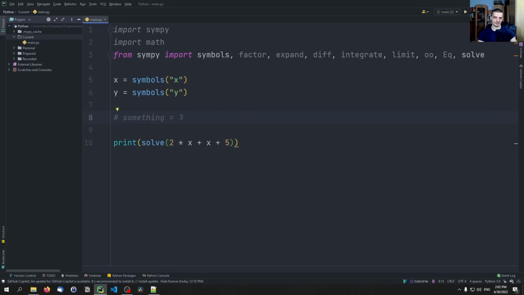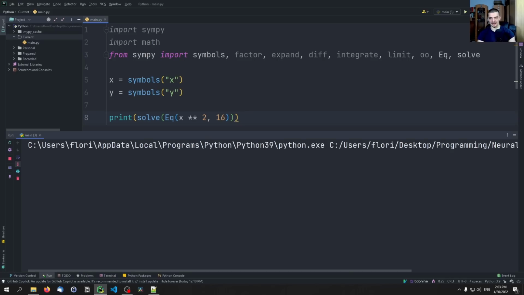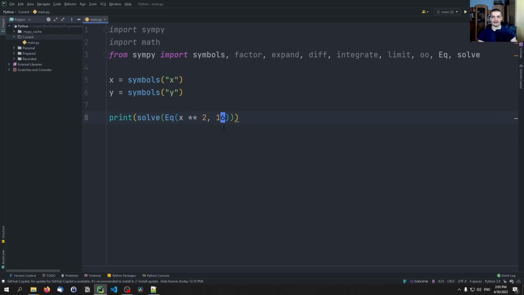If we want to have the structure something equals something else, then we need to use the EQ keyword, because then we have to also specify the right side. So what we do here is we say EQ, and we specify, for example, x to the power of 2 is equal to 16, and I want to know what x is. In this case, x can be 4 and -4, obviously. Because 4 and -4 squared are 16.